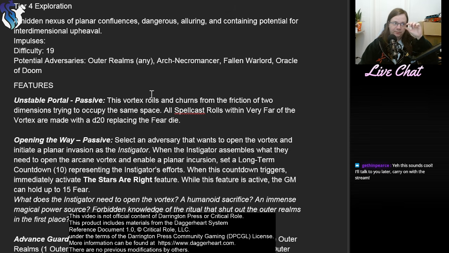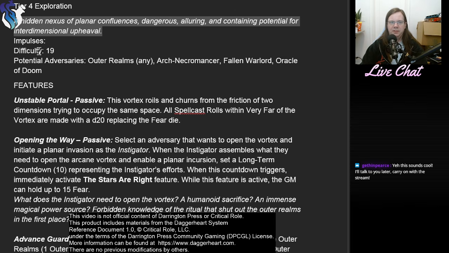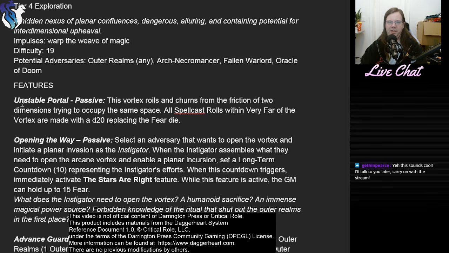So, as is, we've got the Vortex here, and what we don't have for the Vortex yet is feature questions or feature prompts. All right, I'm going to italicize this. We don't have impulses. So what are the impulses of an arcane vortex? Warp, magical, right? So we have unstable portal.